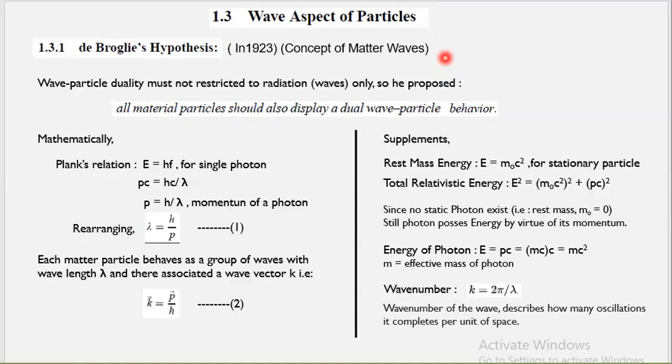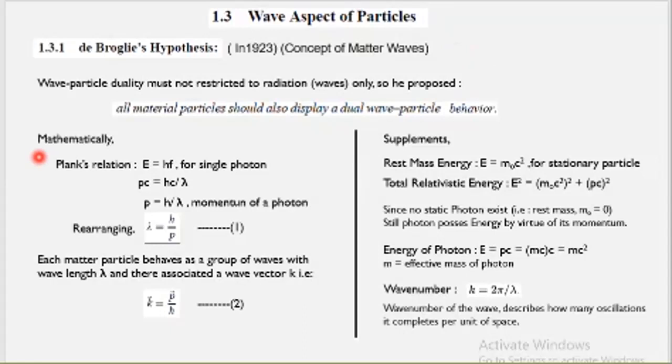In wave aspect of particle physics, first of all we have the concept of matter waves, introduced by de Broglie in 1923, which is also known as de Broglie's hypothesis. Inspired by the duality idea, de Broglie gave his famous relation for the wavelength of the wave associated with a matter particle, that is also called matter waves.